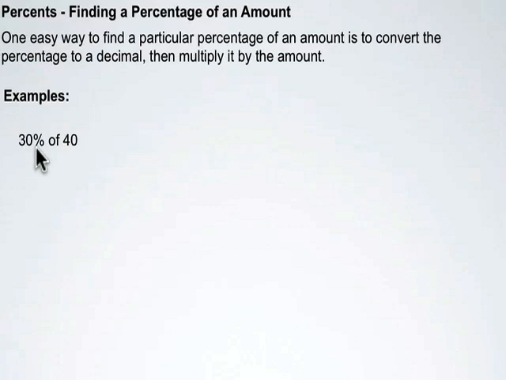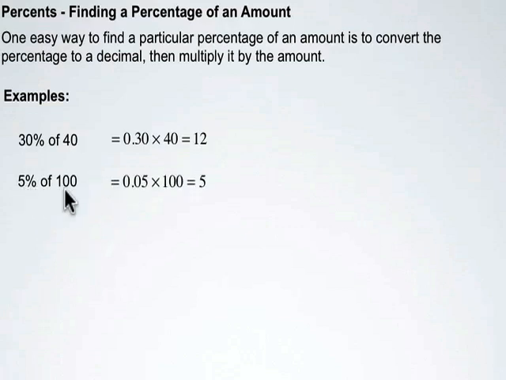So I take the 30% and convert it to a decimal by dividing by 100 or moving the decimal back 2 places, and then I'm going to multiply. So this becomes 0.30 times 40 to give me 12 when I put it into my calculator. 5% of 100 is 0.05 when I take the percent and convert it to a decimal, multiply by 100, and I get 5. 25% of 80 is 0.25 times 80 to get 20.